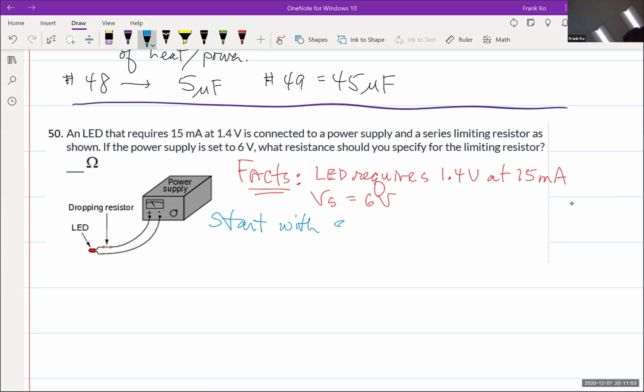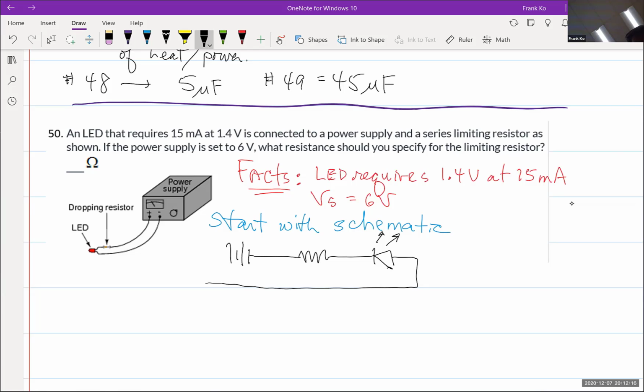Start with, I would recommend, start with the schematic, because what you're given is a drawing. So if we do a schematic, let's go ahead and draw a source. We have a source, and then we have a resistor, and then we have an LED, yeah? So here's an LED, and all of this is hooked up together like so. And let's go ahead and polarize this guy. Positive, negative, negative, positive, negative, positive. And I have positive going back to the source. Okay, so far so good.